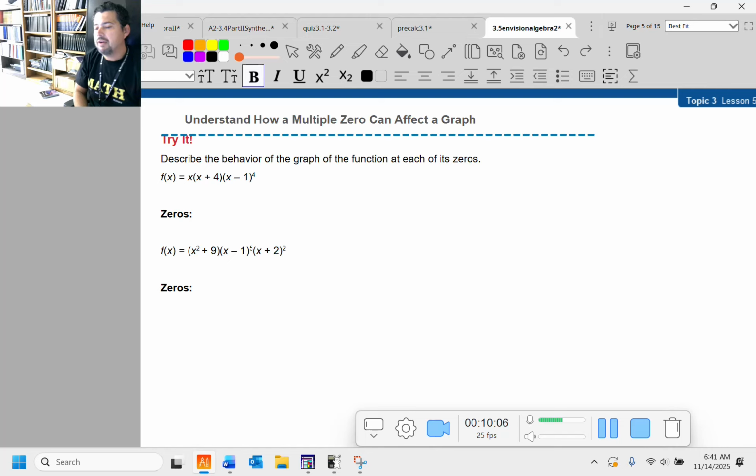Describe the behavior of the graph of each function at its zeros. All right, so again, remember we can find multiplicity by looking at the exponent.